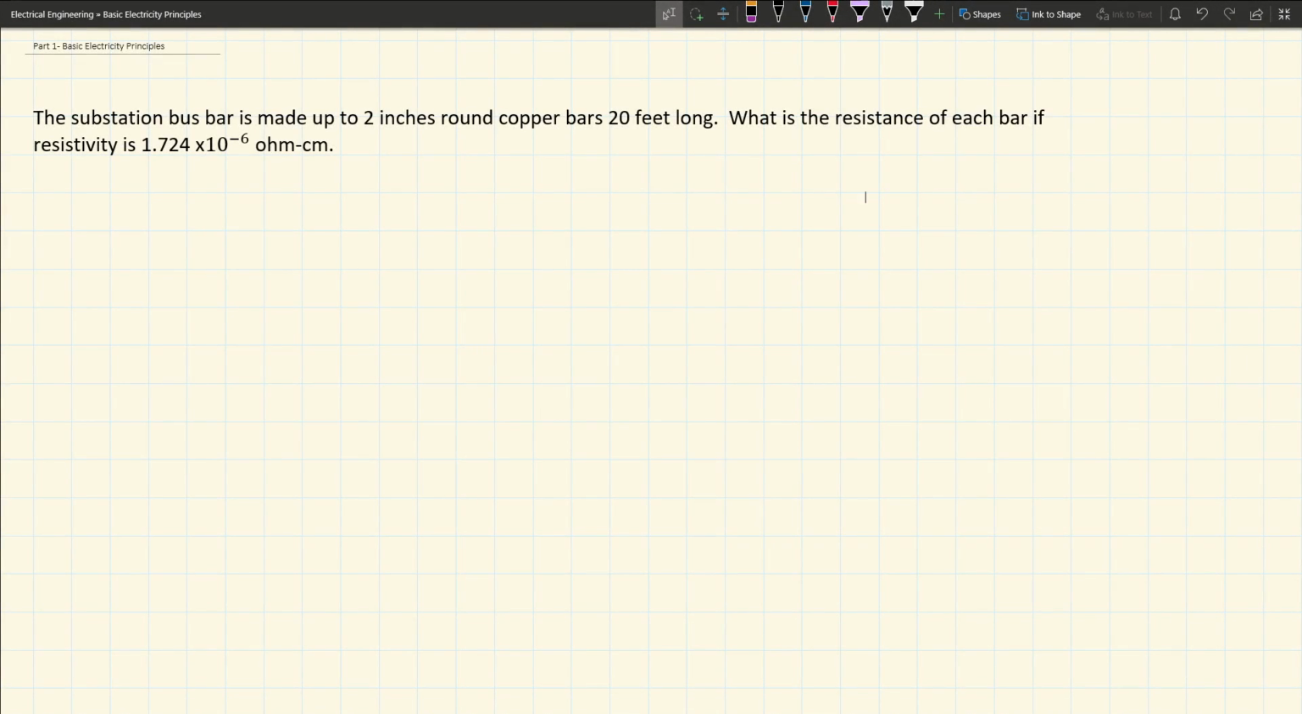Let's try solving this sample problem. The substation bus bar is made up of 2 inches round copper bars, 20 feet long. What is the resistance of each bar if the resistivity is 1.724 times 10 to the negative 6 ohm centimeter? This is the round bus bar and the length is 20 feet long. The diameter is 2 inches.